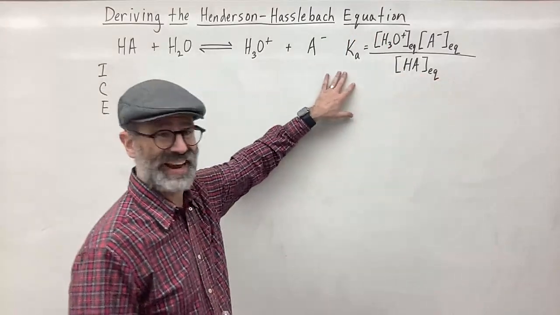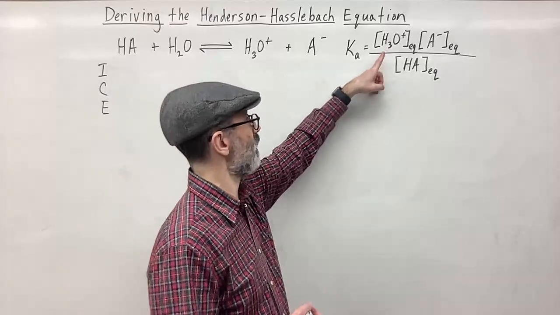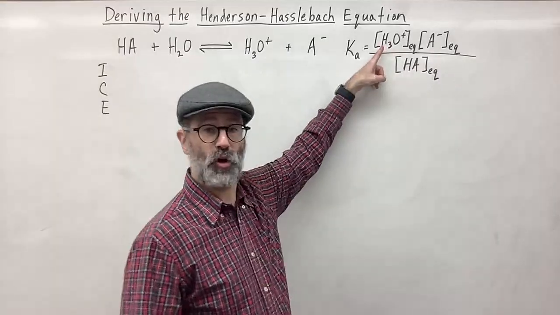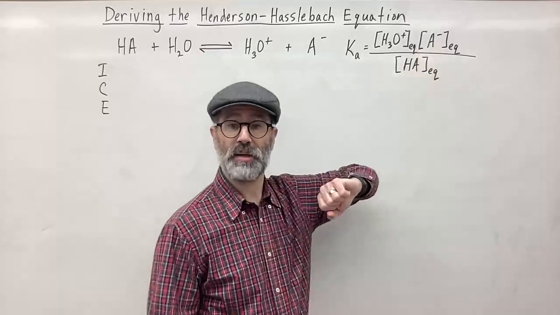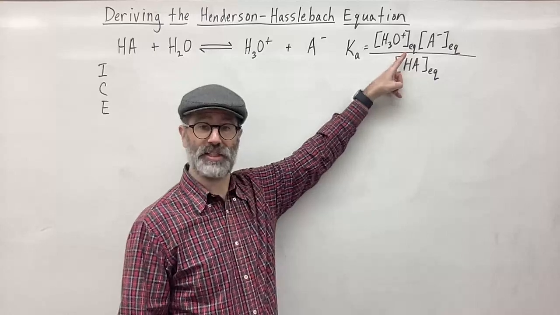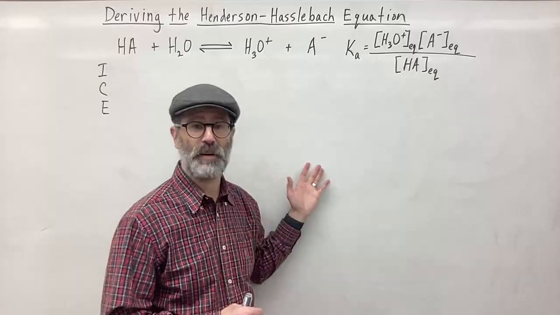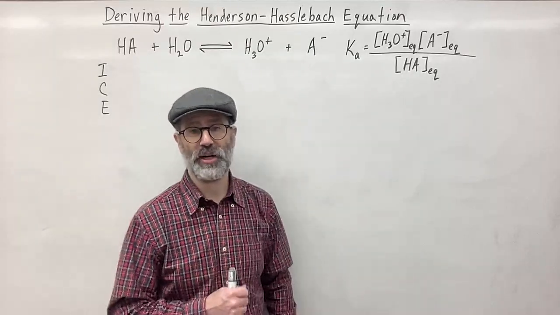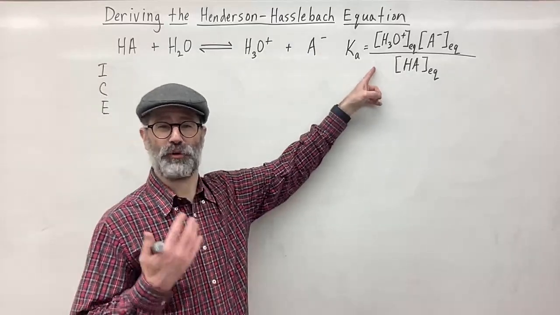Now, what we're going to do to derive the Henderson-Hasselbalch equation is start with our Ka expression. And the first thing I want to note is that the concentrations of your hydronium ion, your conjugate base, and your weak acid are all at equilibrium concentrations. So remember, the reason you're using your ice table is to solve for the equilibrium concentrations in terms of X, so that you can put them into your expression for K.